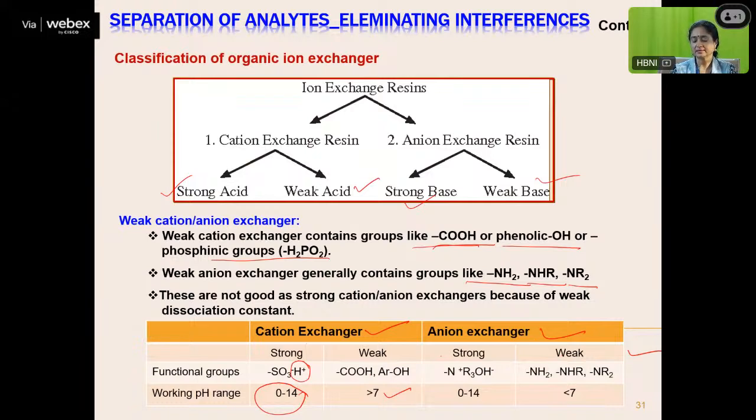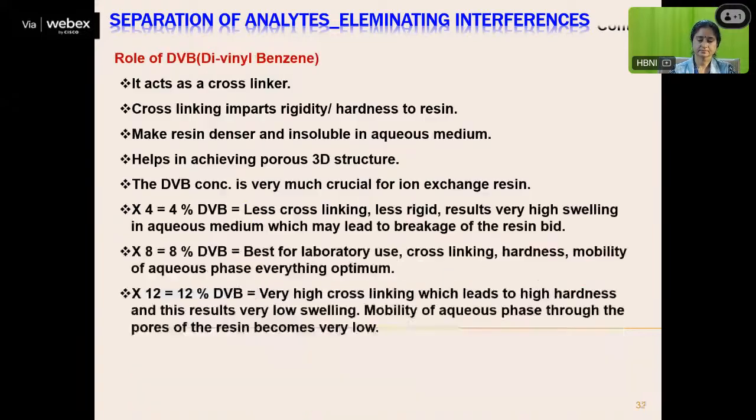Similarly, for anion exchange resin, it is NR3 plus OH minus. So this is the exchangeable ion which can be exchanged with any anion, and this is for weak. The primary amine, secondary amine or tertiary amine groups are there. So this works in pH less than 7.